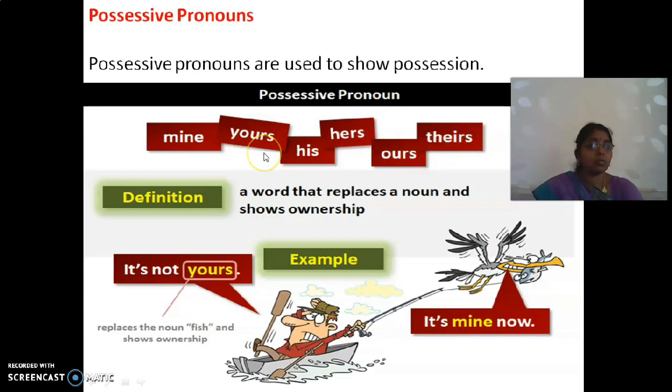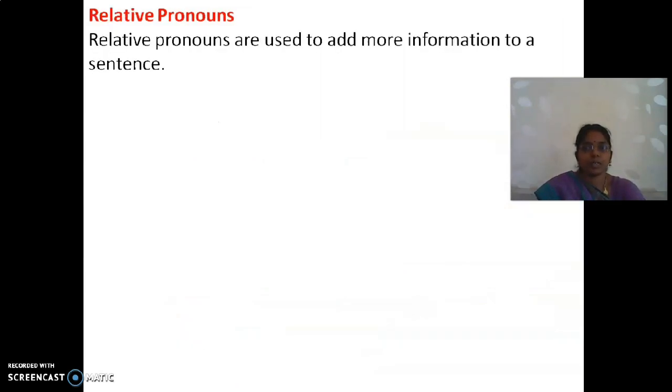Possessive pronouns and possessive determiners both have a small difference. By seeing the s ending itself, we can identify that it is a possessive pronoun. Right? Next is relative pronouns.